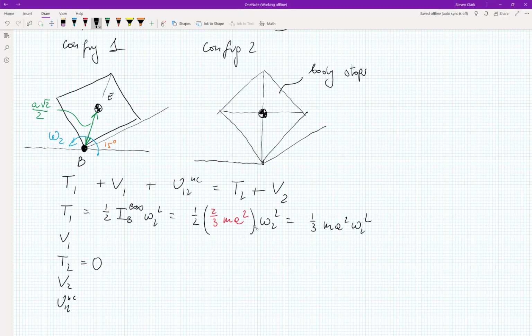Okay, how about V1 and V2? We don't have any springs, so it will be only gravitational. mg times some distance, mg times some other distance, some elevation. Aha. So I think that the elevation we should go for is this elevation here, this red one, right? And I think that this angle is 45 degrees. So that means that this angle is 60.